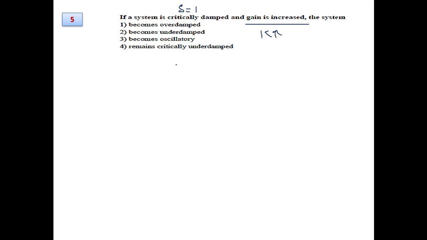So you need to know that whenever the gain of a system is increased, its delta will decrease. So when it is going to be less than 1, the system will become underdamped. So option number 2 is the correct answer for question number 5.